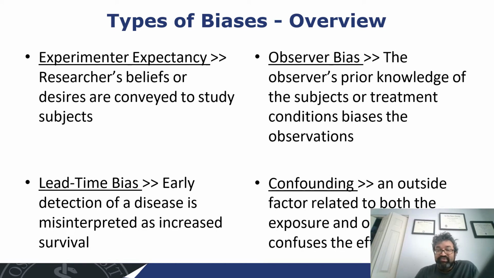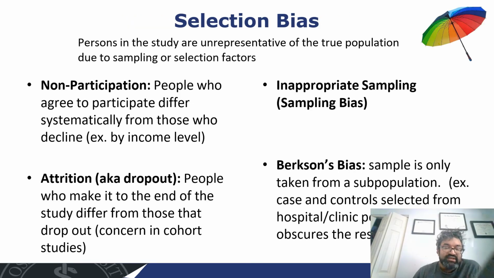There's observer bias. Observer's prior knowledge of the subjects or treatment conditions biases the observations. Lead time bias. Early detection of a disease is misinterpreted as increased survival. And that's important. Experimenter expectancy is researchers' beliefs or desires are conveyed to study subjects, or otherwise known as projection.